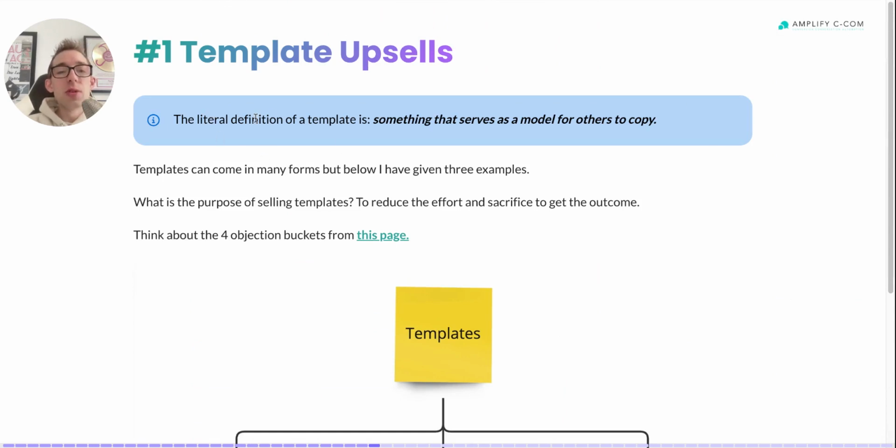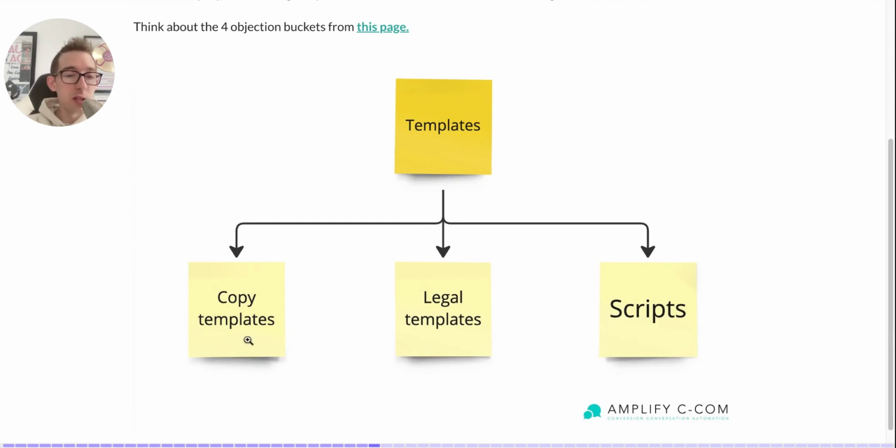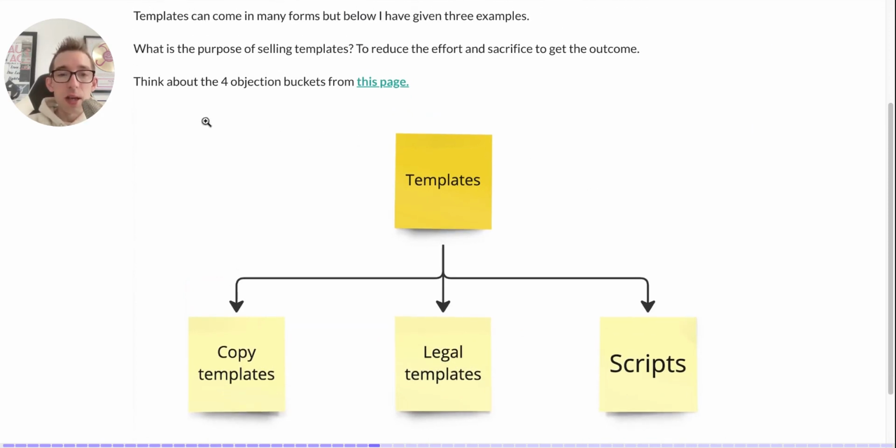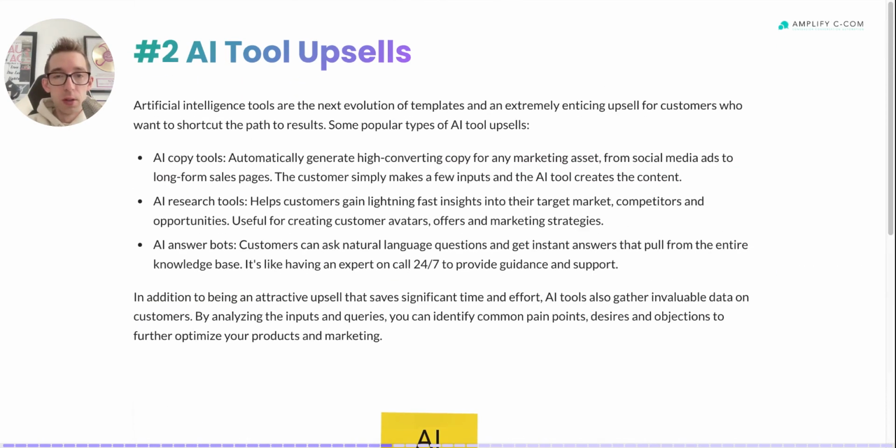So the literal definition of a template is something that serves as a model for others to copy. Templates come in many forms, but here are a few examples. You can have copy templates, you can have legal templates, you can have scripts, and think about the 4 objection buckets that we talked about previously. How can you create templates to overcome those objections? The effort, the sacrifice, the money, the time, right?